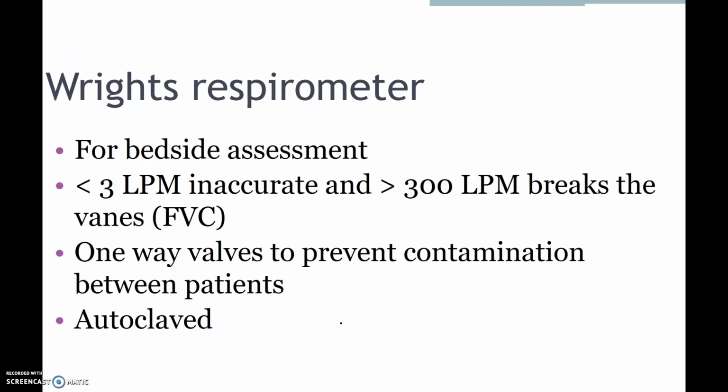We use a Wright's respirometer. We can do this at the bedside of the patient. It's just a handheld respirometer, and we will get that out when we get back into the lab at NICC.